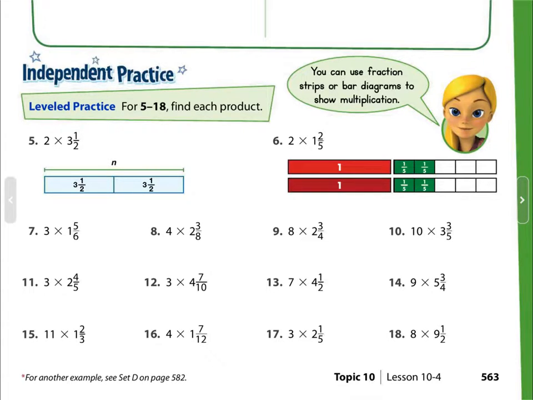We're going to do the whole numbers first. 2 times 3 equals 6. Then we'll do the fractional part. 2 times 1/2 equals 2/2. 2/2 is the same as 1. And 6 plus 1 equals 7. So 2 times 3 1/2 equals 7.